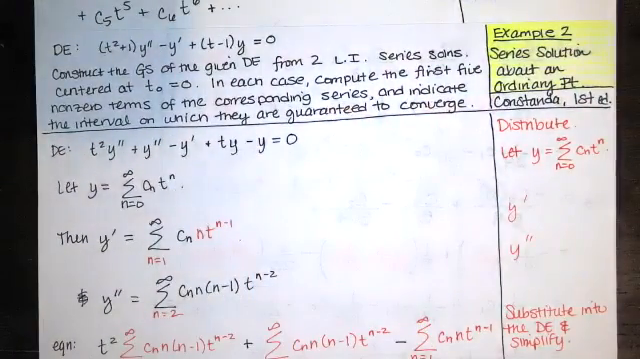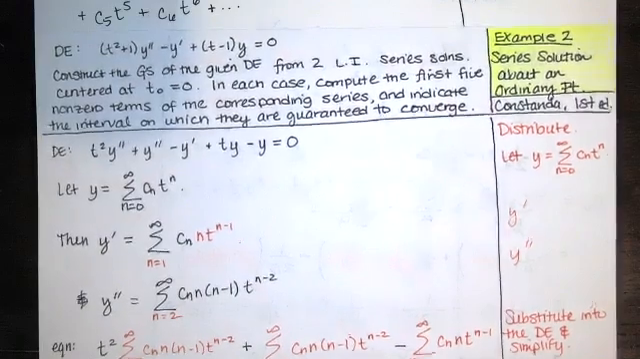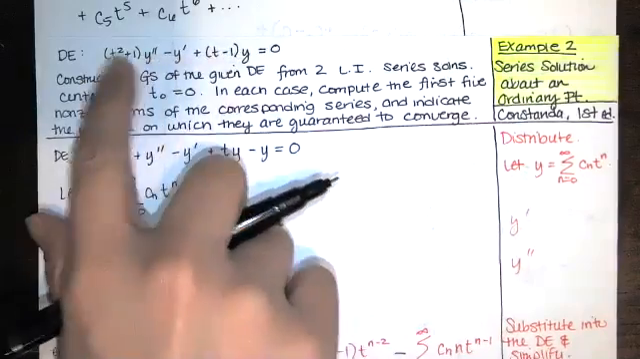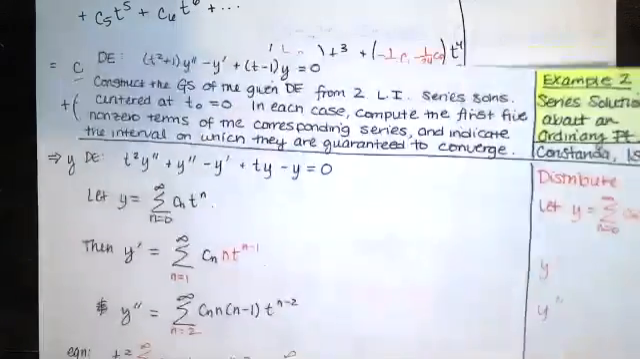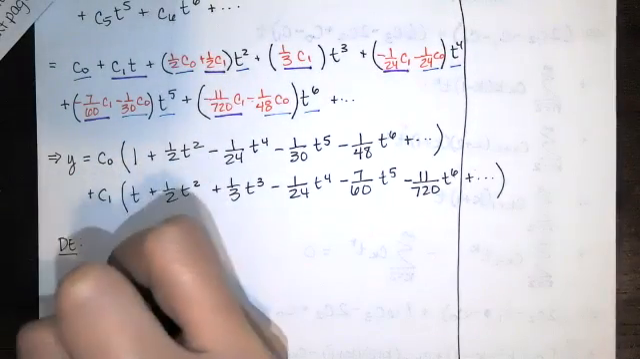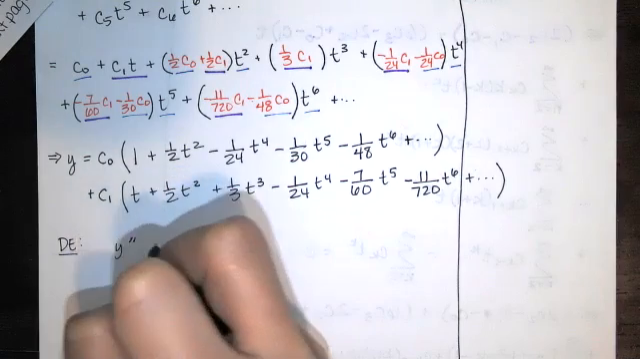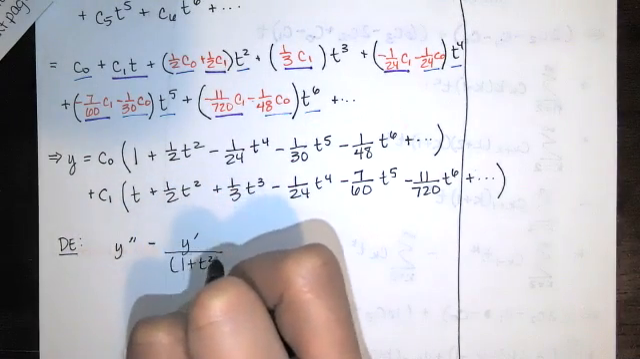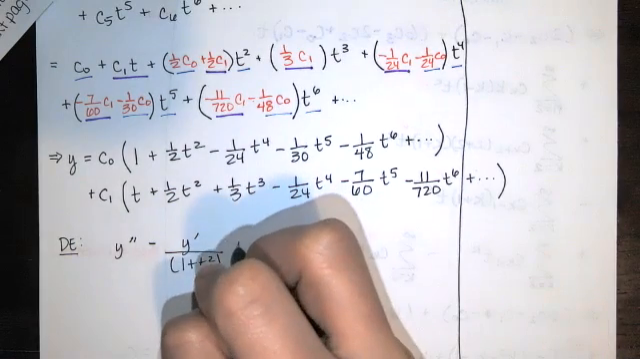Now the last part of the question says, indicate the interval on which the series in this solution are guaranteed to converge. In order to find that interval, we're just going to take this and divide by t squared plus 1. So our differential equation will look this way. Got y double prime minus y prime. We're dividing by t squared plus 1. That was our leading coefficient.